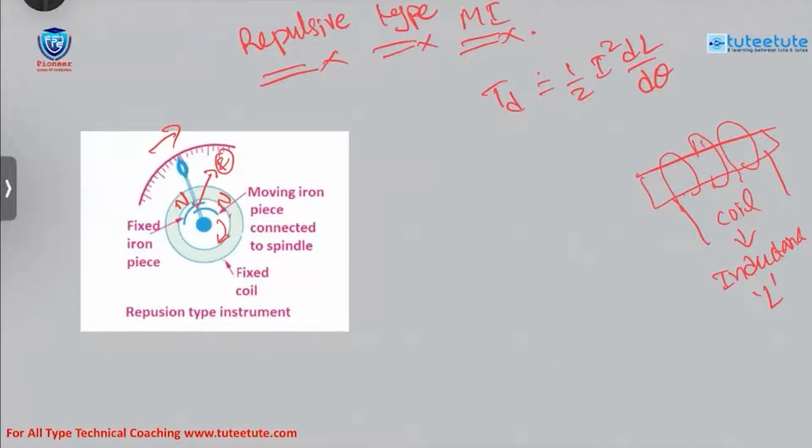For the time being, just remember, wherever a coil is there and we are exciting it with an AC supply, it is going to offer some value that is called inductance. Where L is the inductance of the coil, we will write here. I is the current carried by the coil. L is the inductance of the coil.